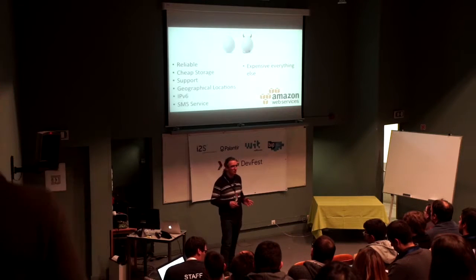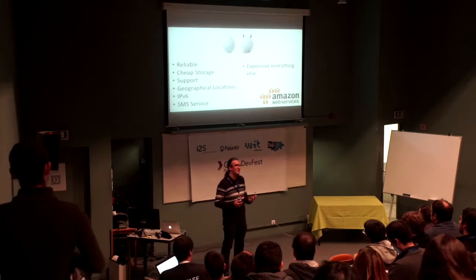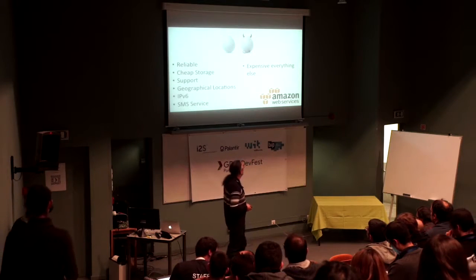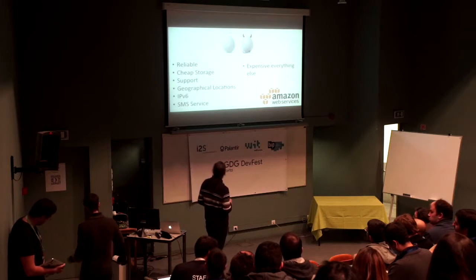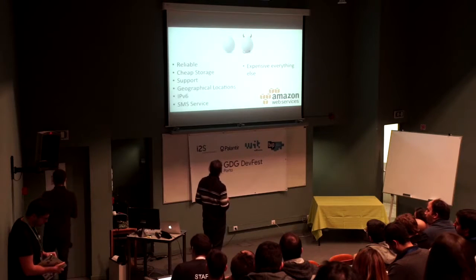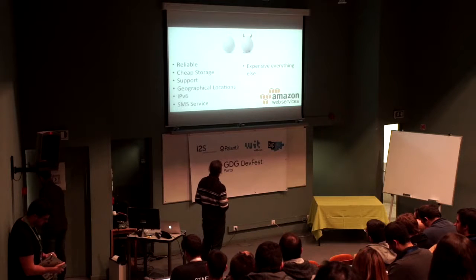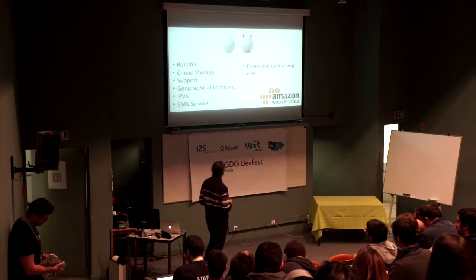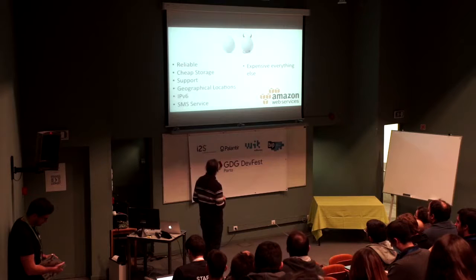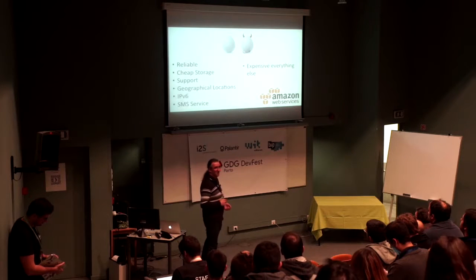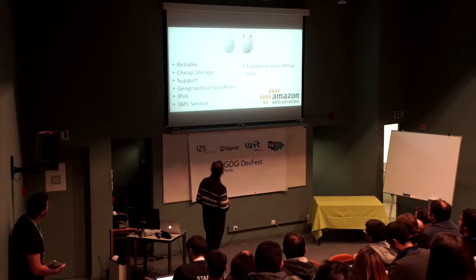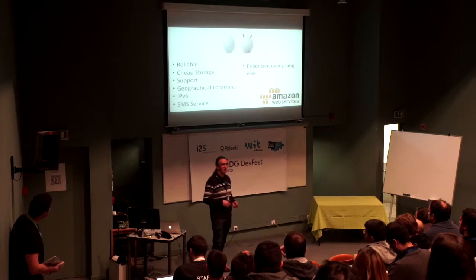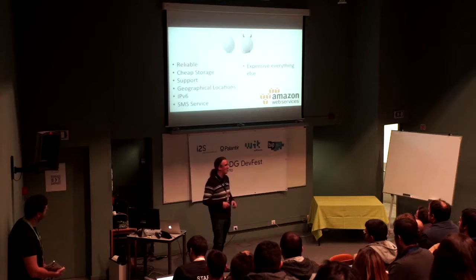So if I have to talk a little bit about what's good and bad about Amazon Web Services, well, it's pretty reliable. The storage is fairly cheap. Support is great. Lots of geographical locations for you to choose your services. IPv6 support since August, so that's good. And they also have an SMS service, which is great when you use OTPs for authentication and stuff like that.